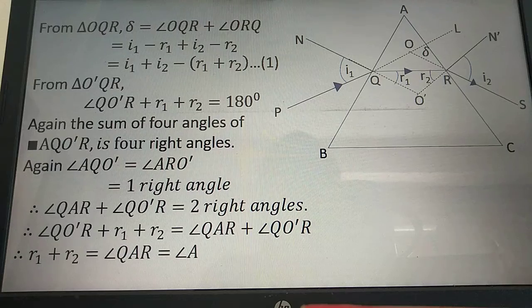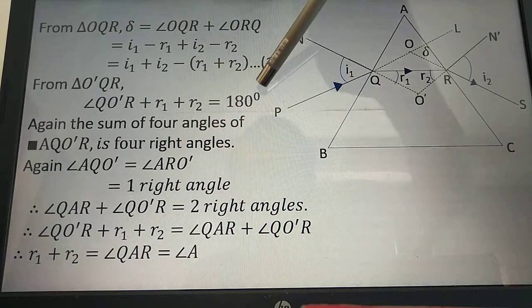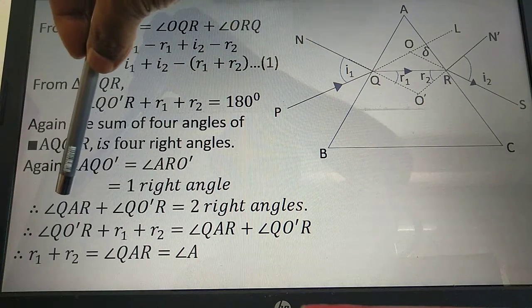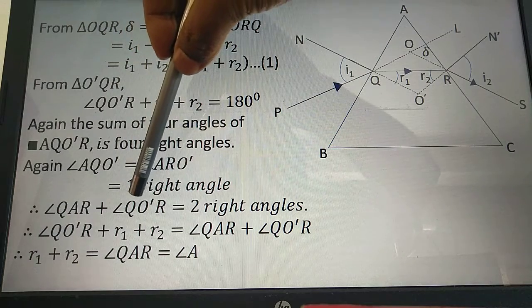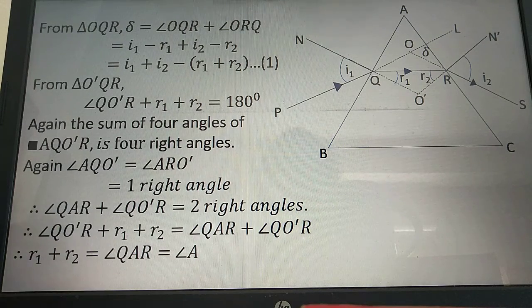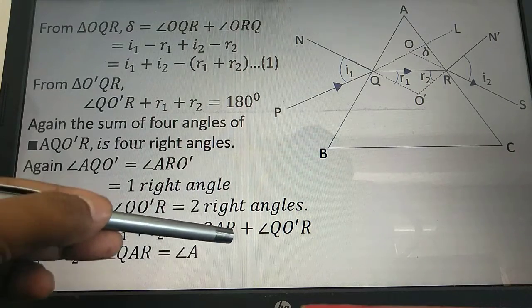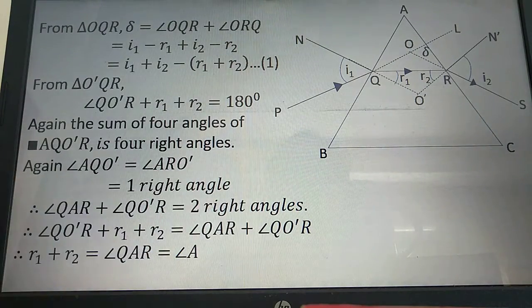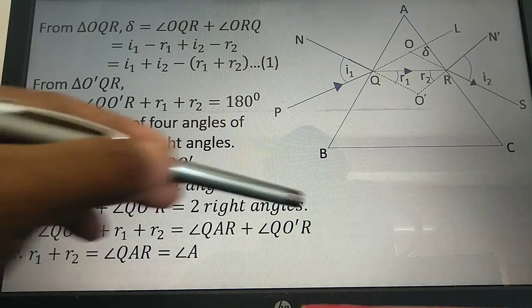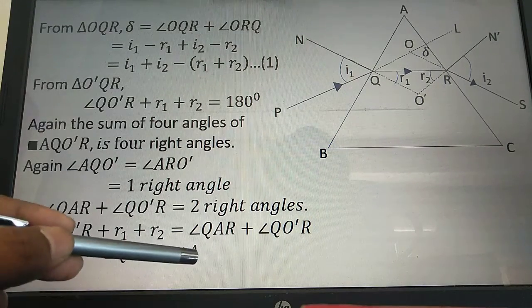Again we know that angle QO'R plus R1 plus R2 is equal to 180 degrees, and also we got angle QAR plus angle QO'R is equal to two right angles. So we can equate these two, that is angle QO'R plus R1 plus R2 is equal to angle QAR plus angle QO'R, because angle QO'R is on both sides. So we can remove these two angles, therefore R1 plus R2 is equal to angle QAR, that is angle A.